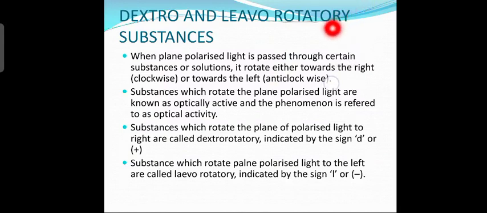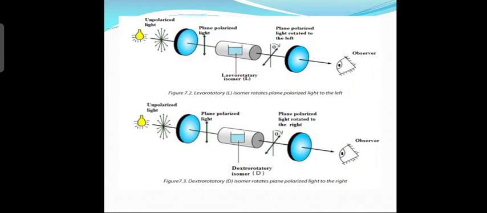Dextro and levorotatory substances. When plane polarized light is passed through certain substances or solutions, it rotates either clockwise or to the left, that is anti-clockwise. Substances that rotate the plane of polarized light are known as optically active, and the phenomenon is called optical activity. Substances which rotate it to the right are called dextrorotatory and represented by D or a positive sign. Substances which rotate it to the left are called levorotatory and represented by a minus sign.